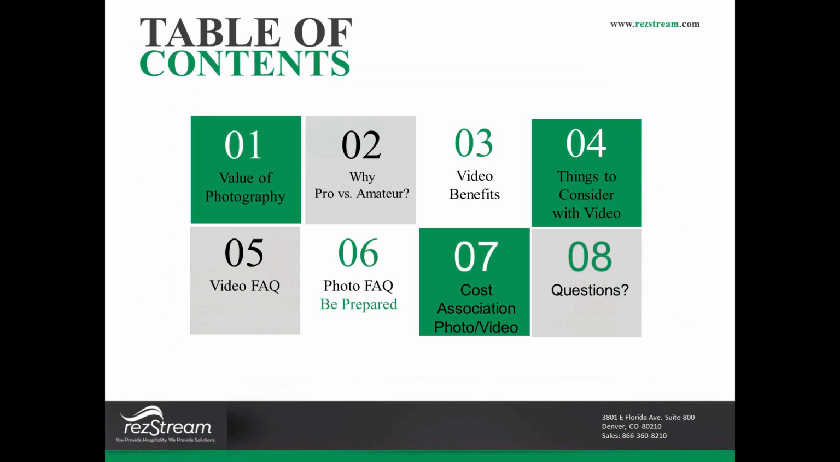Then we're going to jump in and cover some benefits of video. Is it important? Why is it important? Some statistics related to the industry to help you determine if that's something you would like to display on your website for your property moving forward. And then, obviously, some things to consider as it relates to video and how that works.